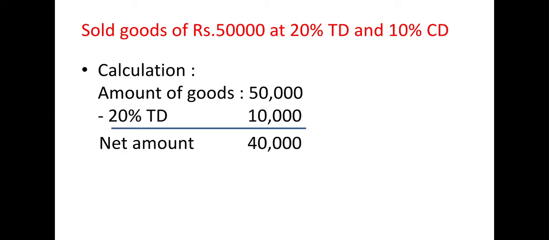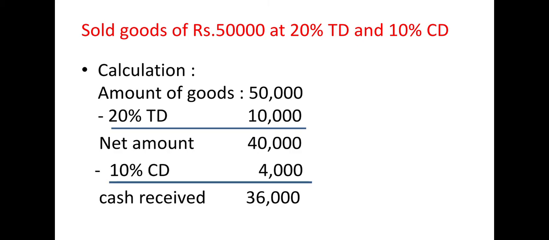Now CD we have to calculate on the net amount only, student. So should CD be counted or not? Is it a cash transaction or credit? Yes, it is a cash transaction because the name of any person is not given. So we have to count CD. Let's count: what is 10% of 40,000, student? Yes, 4,000. So 4,000 discount will be subtracted from 40,000, and we will have 36,000.